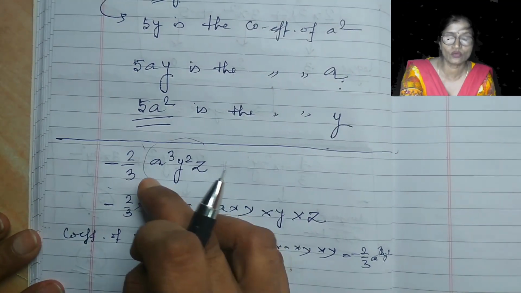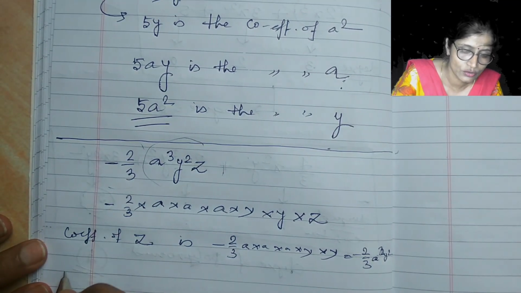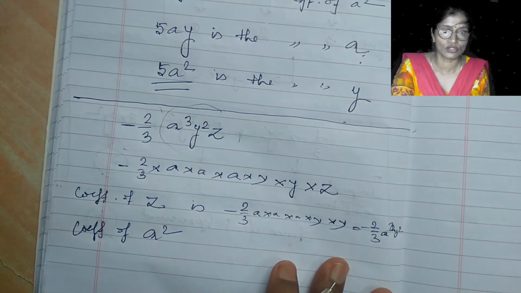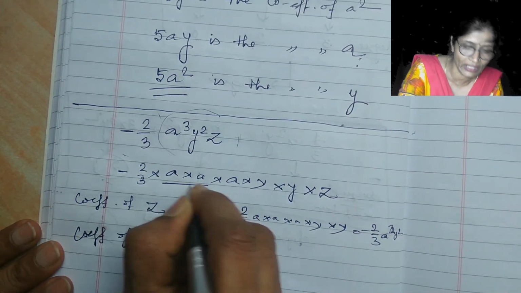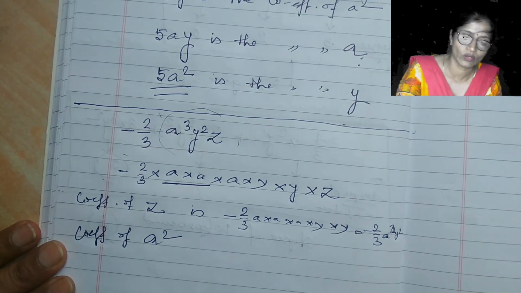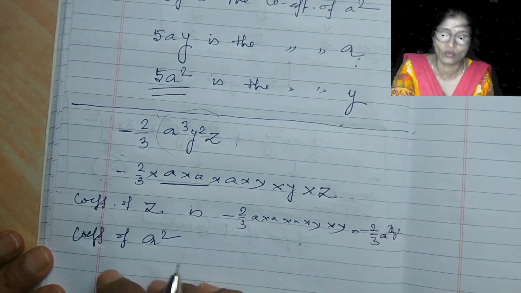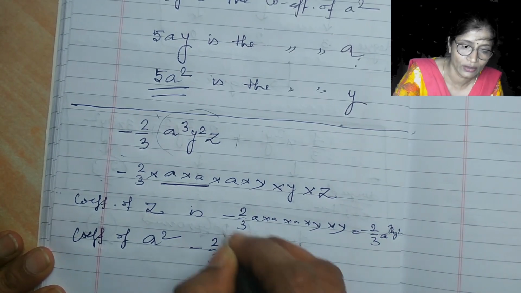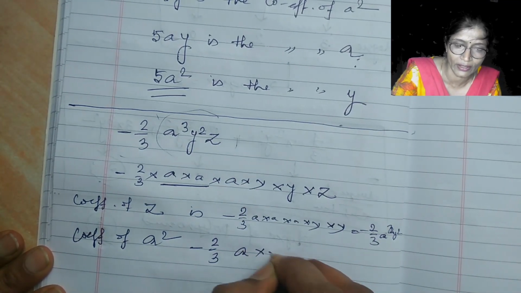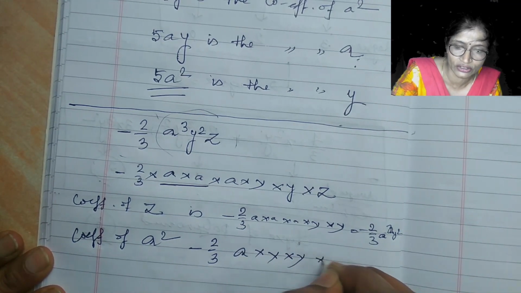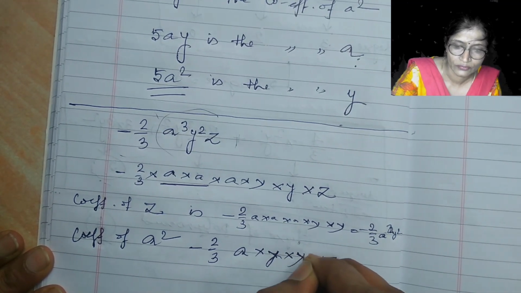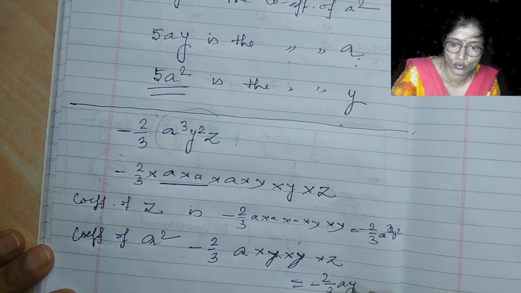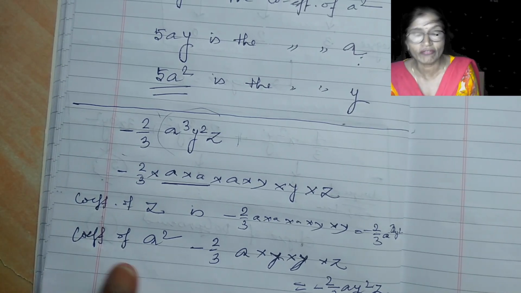Now suppose I ask you what is the coefficient of a square. A square means a into a, so that part I will leave. After that, whatever is the leftover will be the coefficient of a square. So it is minus 2 by 3 a into y into y into z, that is equal to minus 2 divided by 3 a y square z. That is the coefficient of a square.